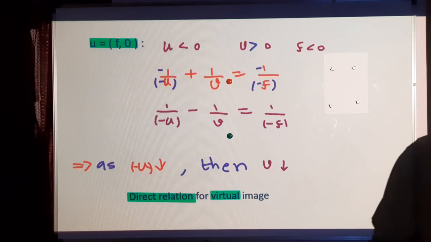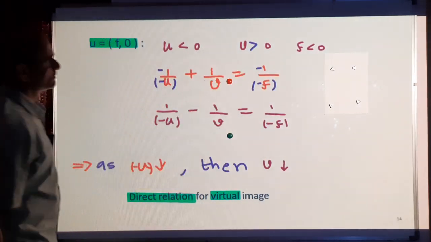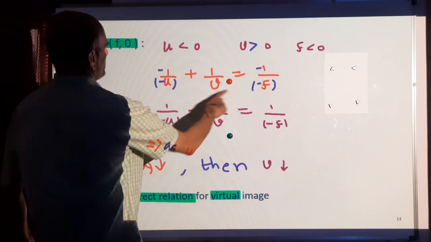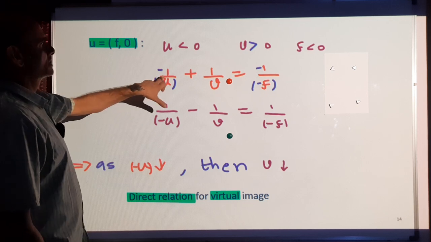So after the focal point, the image is formed on the right side and it's a virtual image. So V has become positive. The mirror equation 1/V plus 1/U equals 1/F. Since U is negative, I increase the negative sign, put a minus sign. So this thing becomes 1/U.